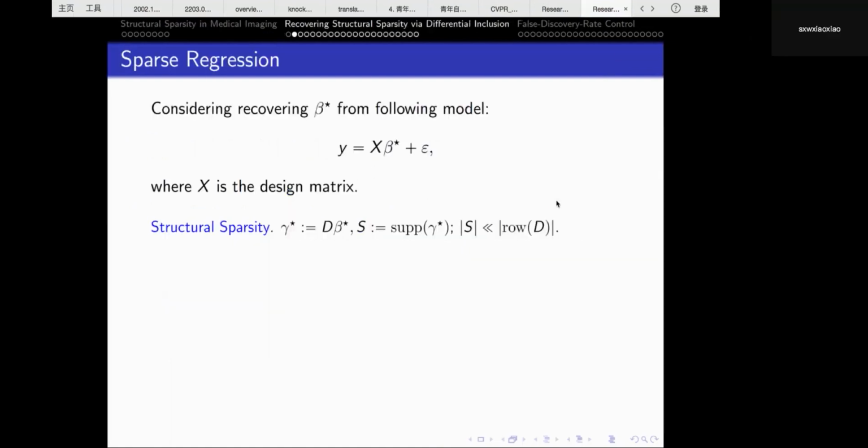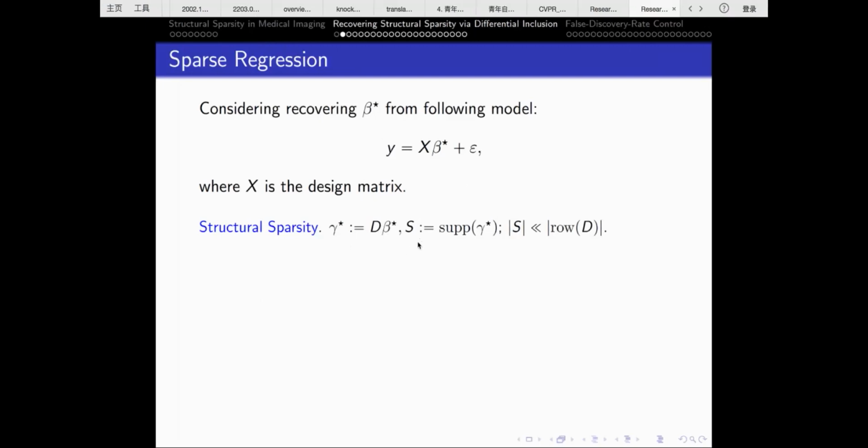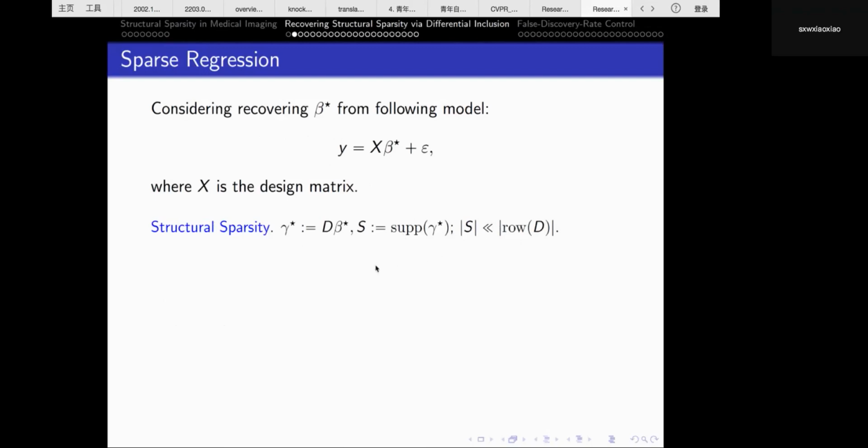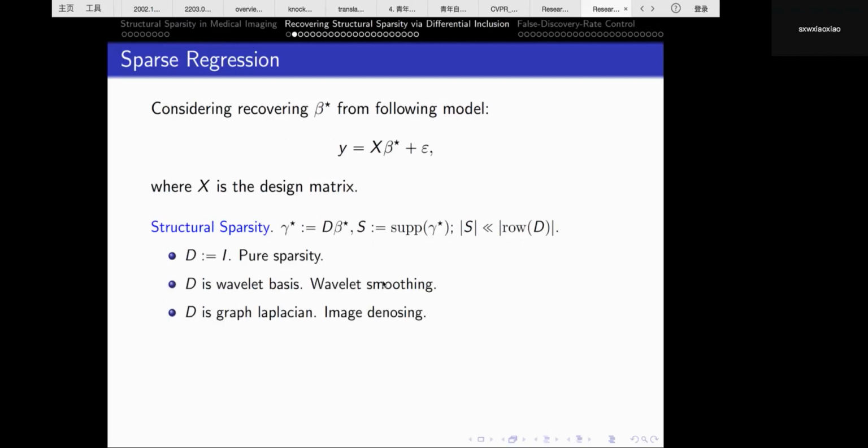We consider recovering the true signal beta star from N linear noisy transformations, and D denotes the design matrix. The structural sparsity is defined as the sparsity constraint on gamma star, which is the transformed vector of the beta star. Here, D is the transformation matrix, and different choices of D correspond to different applications.